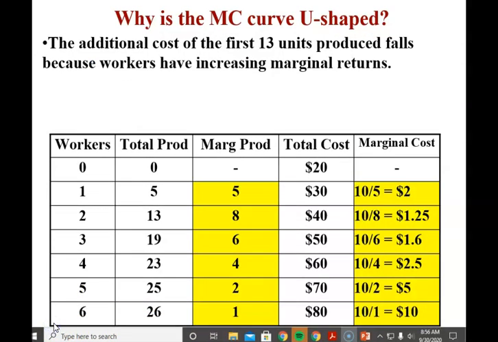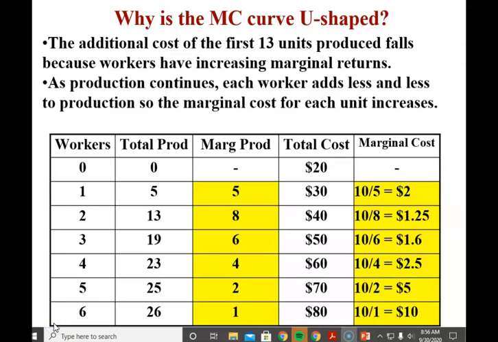The additional cost of the first 13 units produced falls because workers have increasing marginal returns. But as production continues, each worker is adding less and less to production, so the marginal cost for each additional unit produced is going to increase.